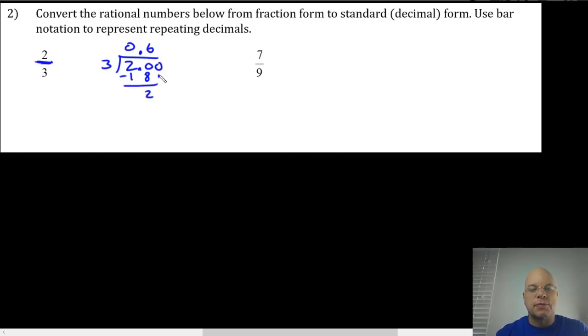Reveal the 0 in the hundredths place and bring it down. Again, how many 3's are in 20? 6. 6 multiplied by 3 is 18. Subtract, you get a difference of 2. We're going to keep doing the same pattern. I'm going to keep getting 6's here.